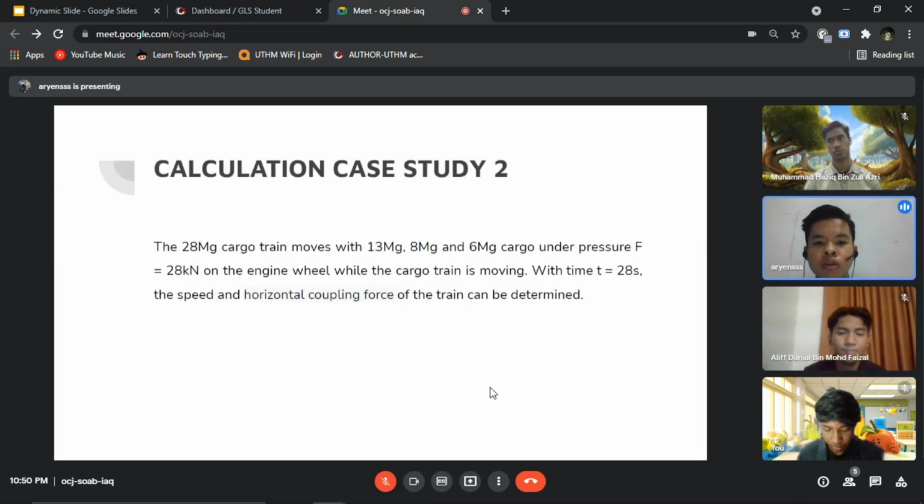Alright, I will talk about the calculation for case study 2. The 28 megagram cargo train moves with 30 megagram, 8 megagram and 6 megagram cargo under a force F equal to 28 kilonewton on the engine wheel while the cargo train is moving. With the time equal to 28 seconds, the speed and horizontal coupling force of the train can be determined.